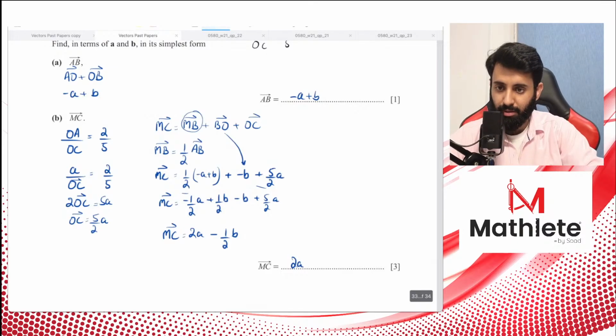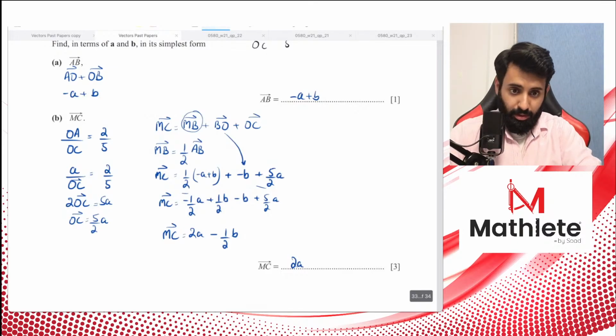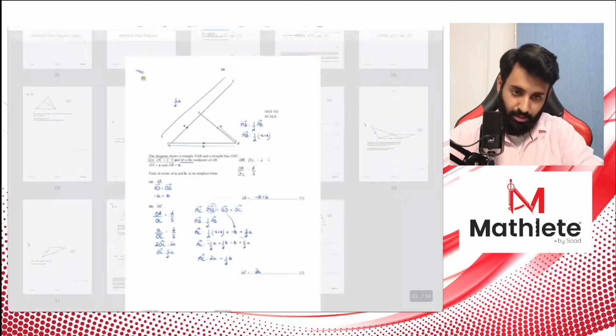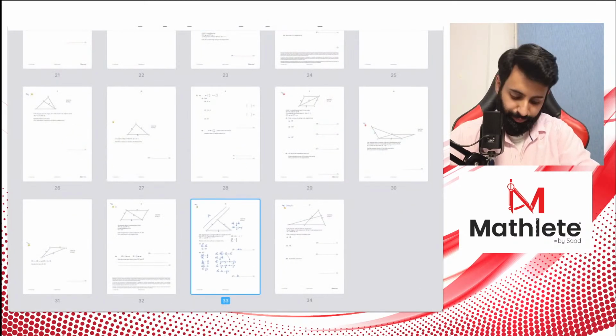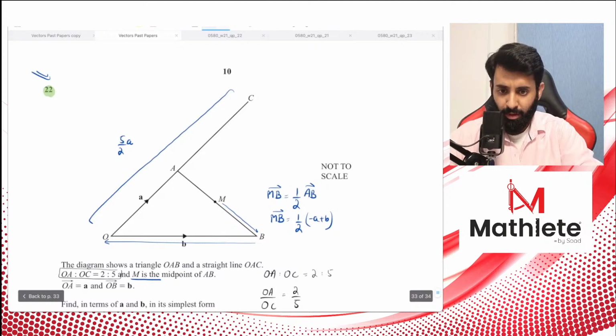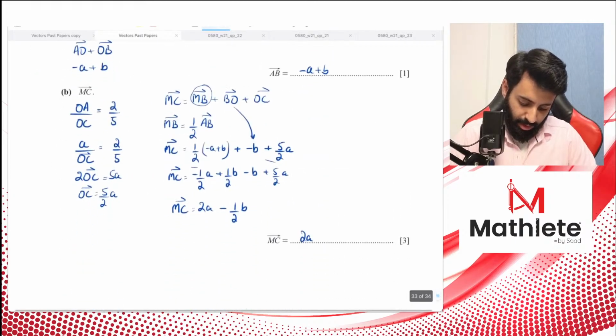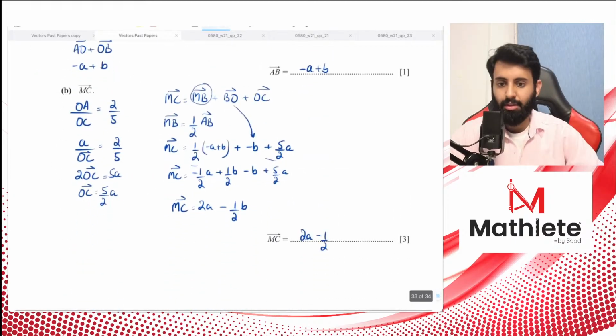And let's check if it makes sense. So this is the second to last question. Let me see if we have any relevant questions. I don't think we have any relevant questions. So there you go, 2a minus half b is your final answer.